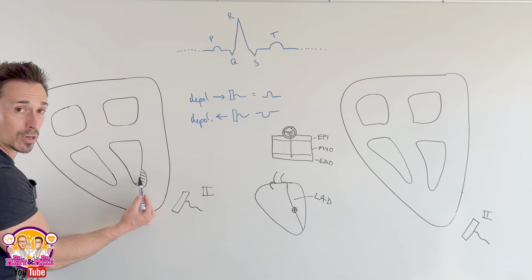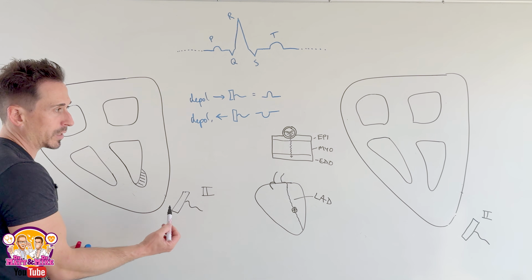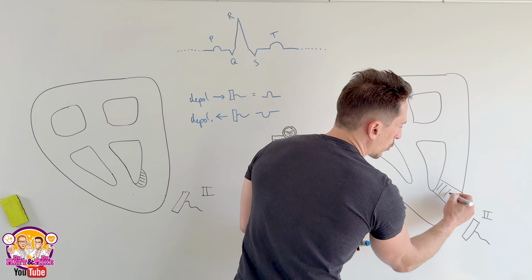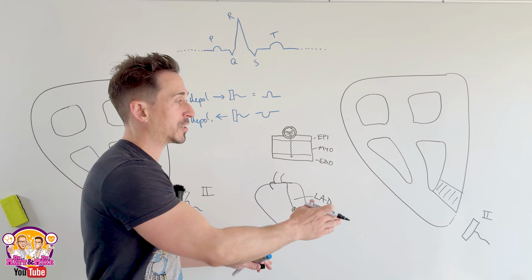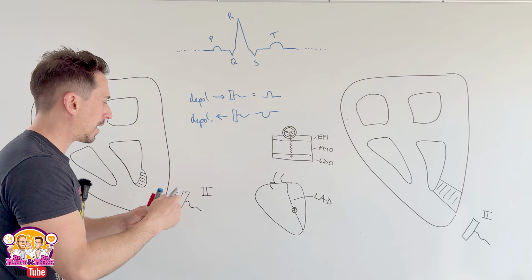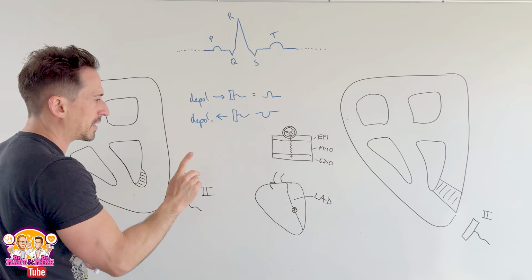One which we call a subendocardial infarct, that's this one here. And then another one which goes the full width of the tissue, which we call transmural. So in this one, the whole tissue has died off, the full width of the heart muscle. So we need to understand that first of all.